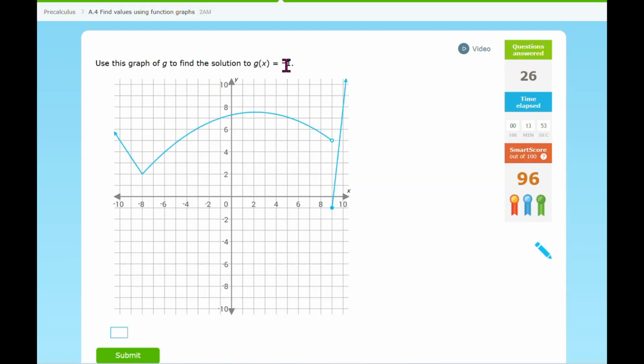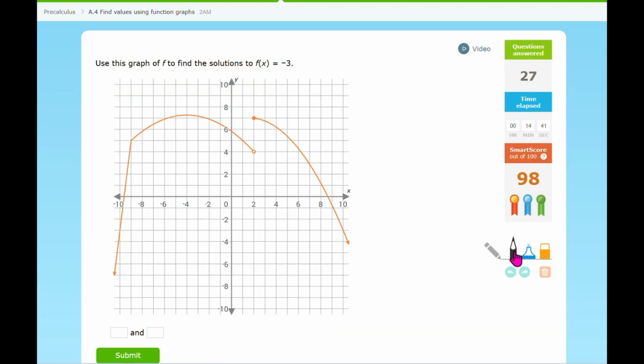All right, so g of x equals negative 1. So we want y to be negative 1, right? This is negative 1, and I see only one x value here. So I'm finding the corresponding x value. It's this point right here. g of 9 is negative 1. I cannot see any other value that makes y negative 1. So when x is 9, y is negative 1.